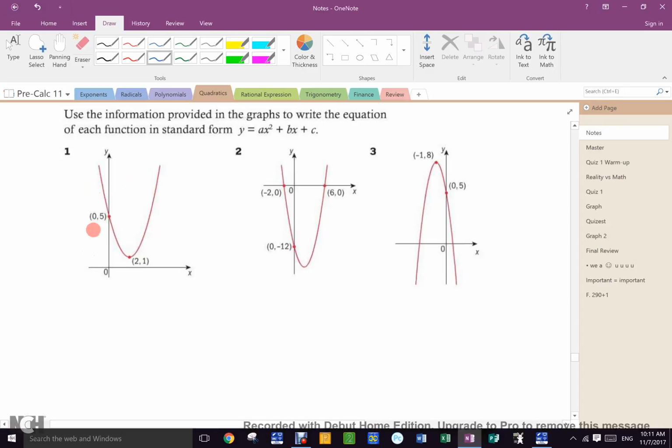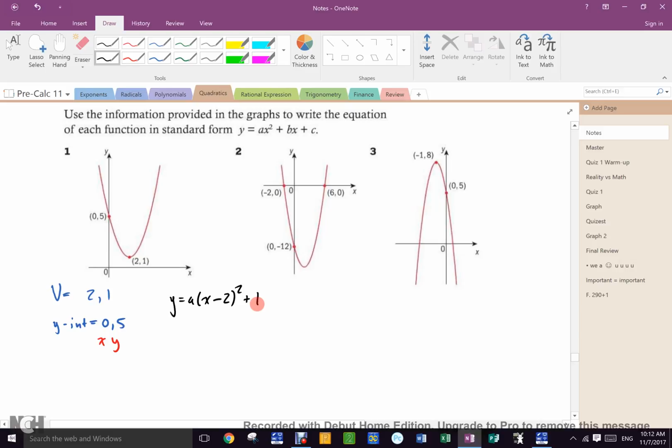So what do I know here? I have a vertex of (2, 1), and I have a y-intercept of (0, 5). And that y-intercept gives me an x and a y, yes? So, since I have a vertex, what form can I automatically use? Vertex form, which is y equals a(x minus whatever the x is)^2 plus whatever the y is, 1.